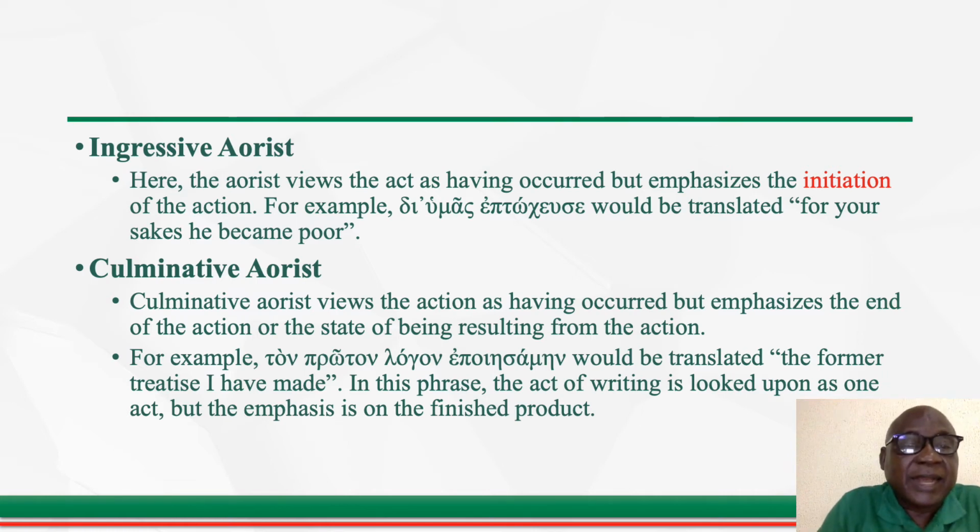Now, the next one is the culminative aorist, and the culminative aorist views the action as having occurred, but emphasizes the end of the action, not the beginning like the ingressive, and also a state of being that results from that action. Now, a good example here is taken from the book of Acts. "Ton proton logon epoiesamen," the former treatise I have made. In other words, the former treatise is existing on its own. It's already a state of existence.